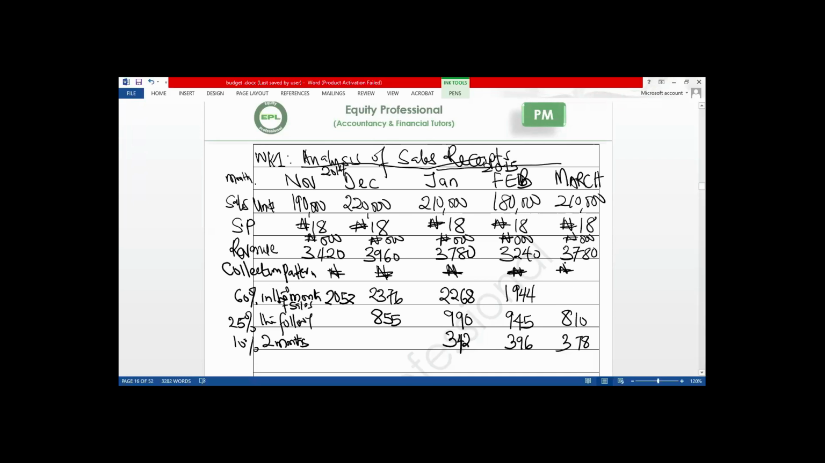Then March revenue, 3,780. 60% to be collected in the month of sales. Please compute. 2,268. The rest we go to the following month, April. We are not interested in April budget.